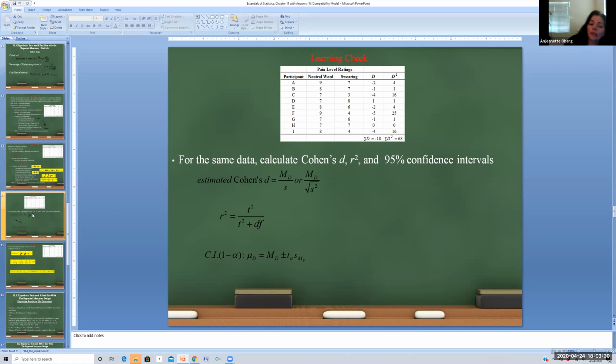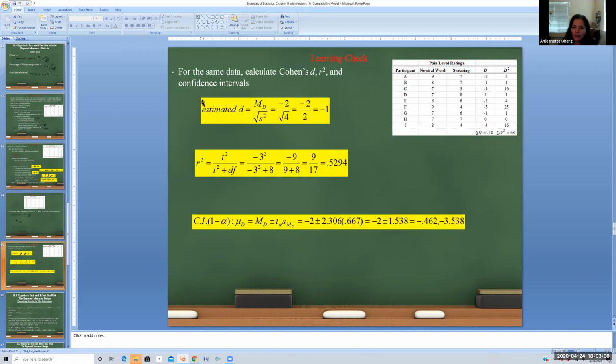I'm going to now look at the effect sizes, right? I'm going to calculate effect sizes for the same data. For my estimated D, I'm going to plug in my mean difference scores, which I calculated before, and divide by my variance, which I calculated before. So this is saying the treatment effect had a magnitude of 1 standard deviation. So it reduced our scores by 1 full standard deviation. Okay.